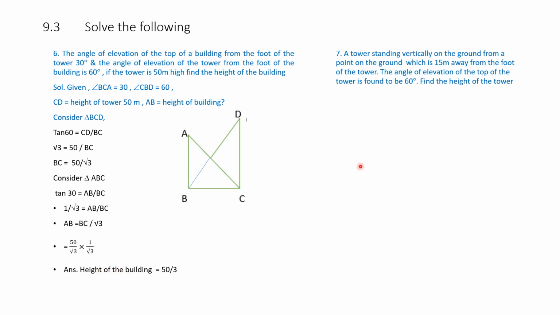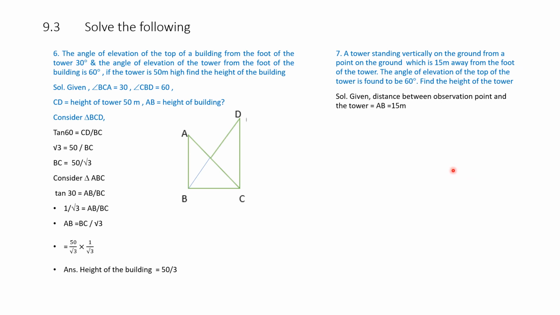Problem number 7. A tower is standing vertically on the ground. From a point on the ground which is 15 meters away from the foot of the tower, the angle of elevation of the top of the tower is found to be 60 degrees. Find the height of the tower. Please see the figure here. BC is the tower, and A on the ground is 15 meters away from the foot of the tower. B is the foot of the tower and the observer is standing here.